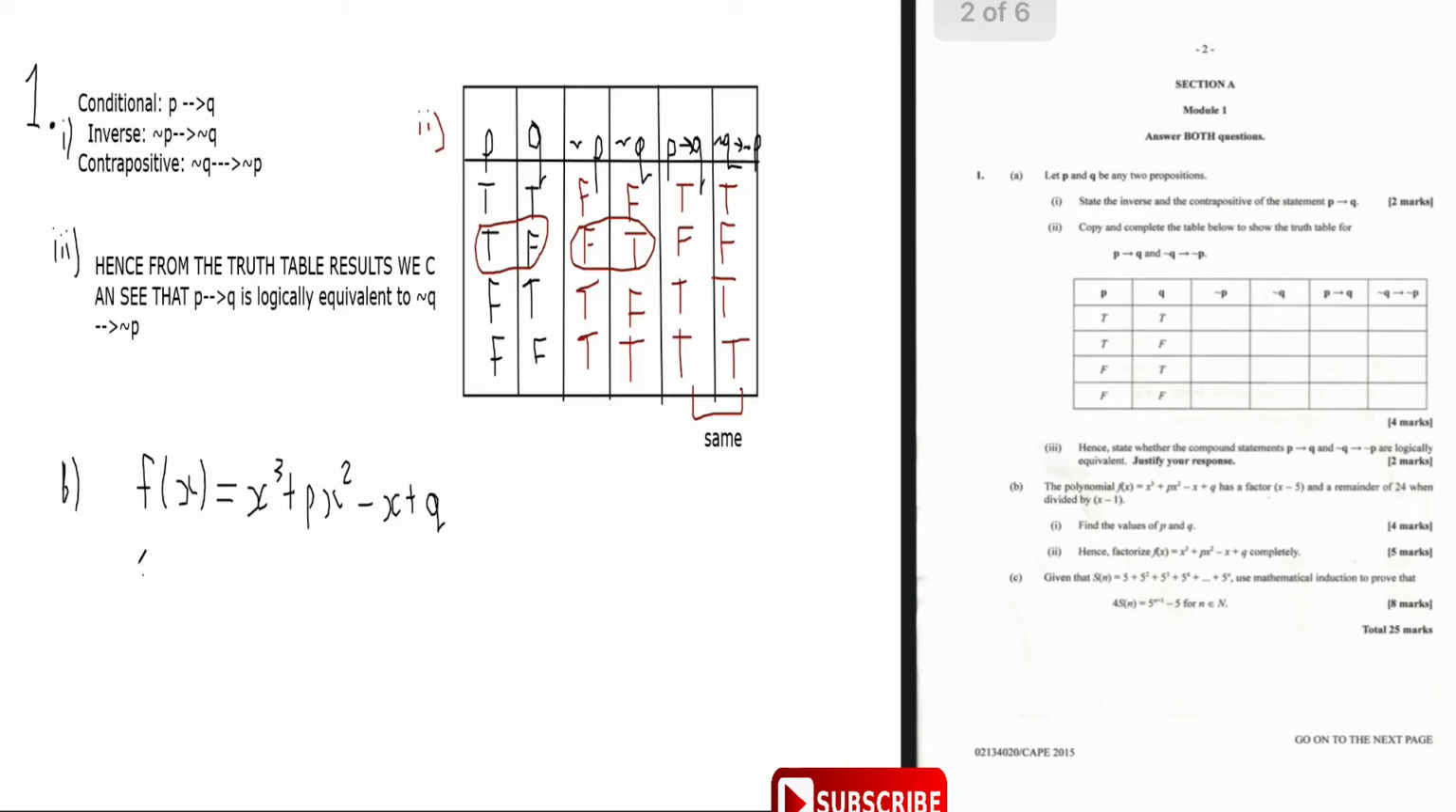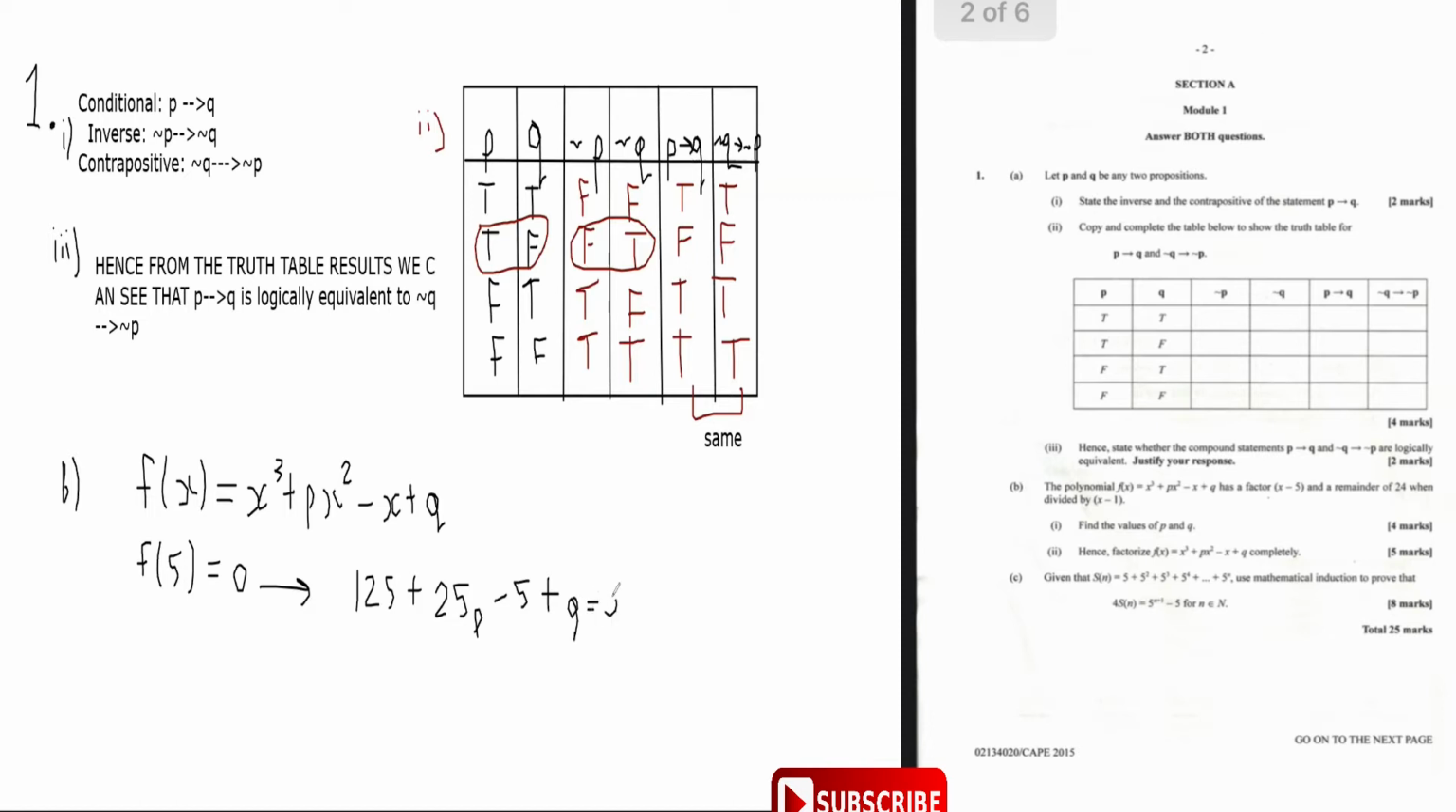So what they're telling you is that f of 5 is equal to 0 since x minus 5 is a factor. So if f of 5 is equal to 0, you can plug in 5 into the function to get 5 cubed. So we work out what is 5 cubed. I believe that's 125. Plus 5 squared is 25, so we get 25p. Minus x is 5 right here, so we have minus 5 plus q. And this is equal to 0.